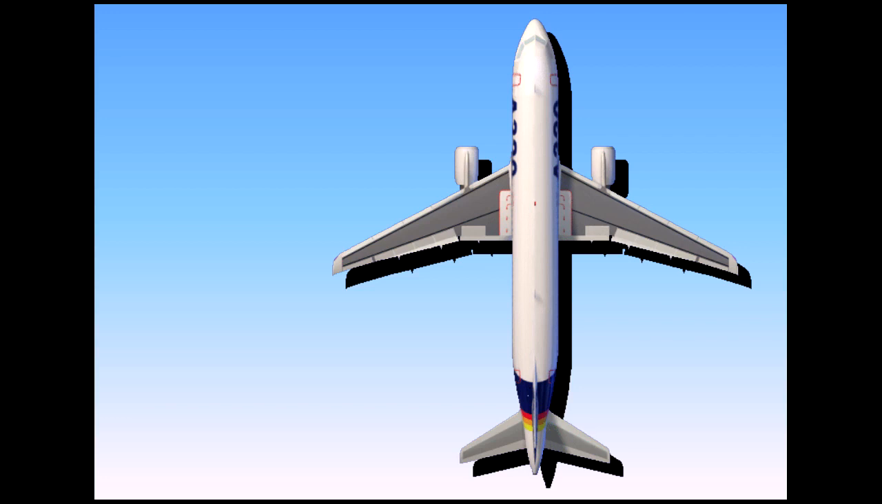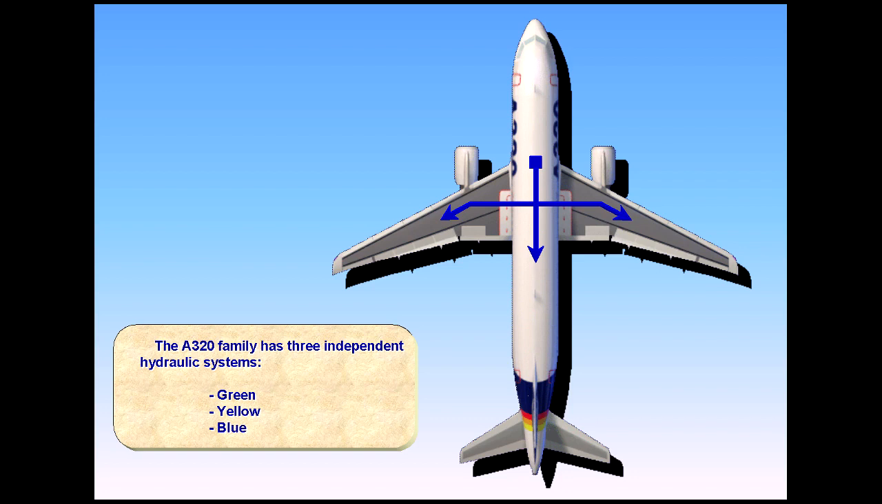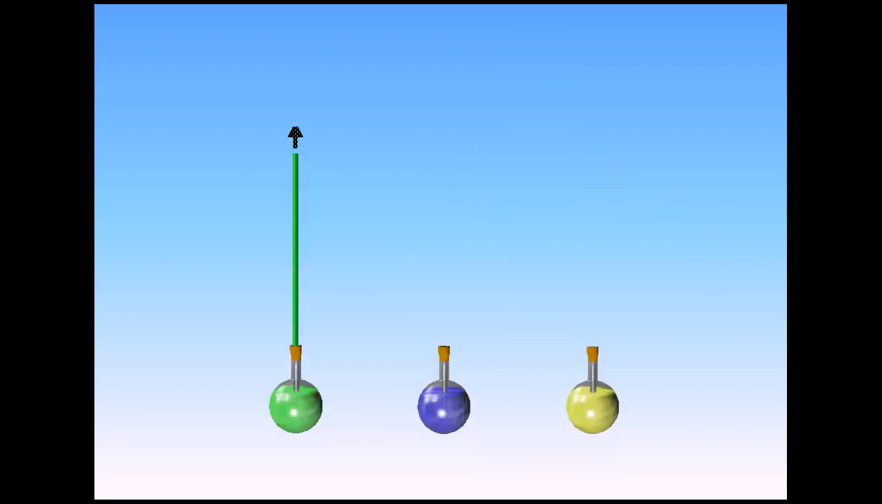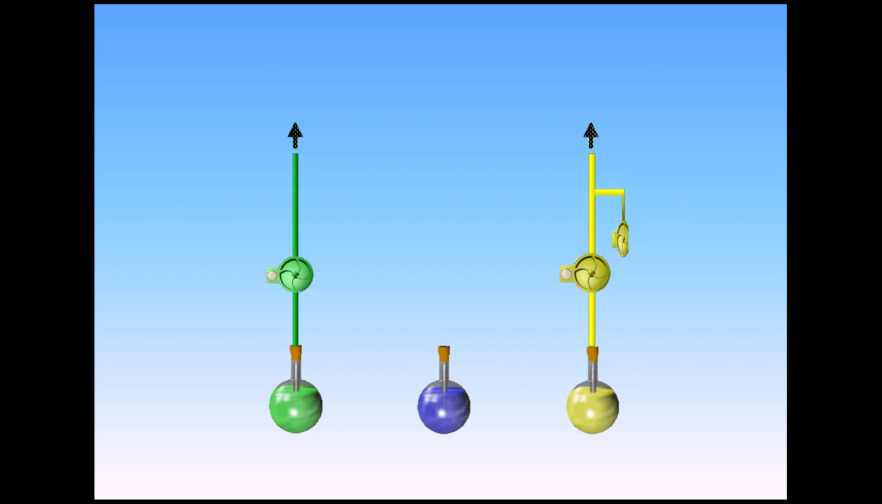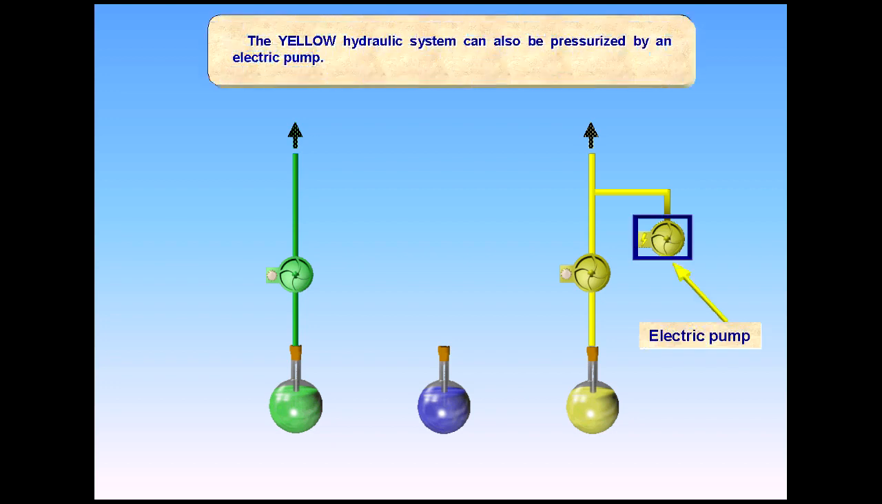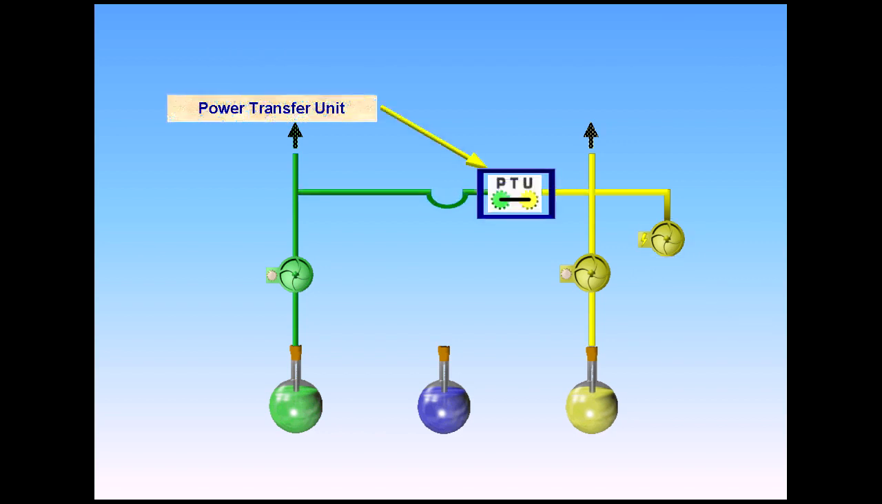The A320 family has 3 independent hydraulic systems: green, yellow, blue. The green and yellow hydraulic systems are each pressurized by an engine-driven pump. The yellow hydraulic system can also be pressurized by an electric pump. A power transfer unit enables the green system to be pressurized by the yellow system, and vice versa.